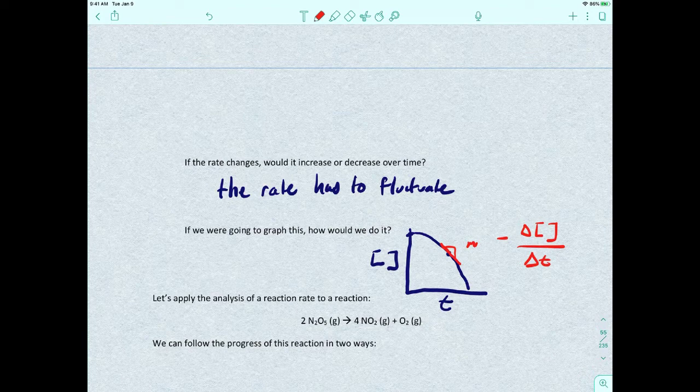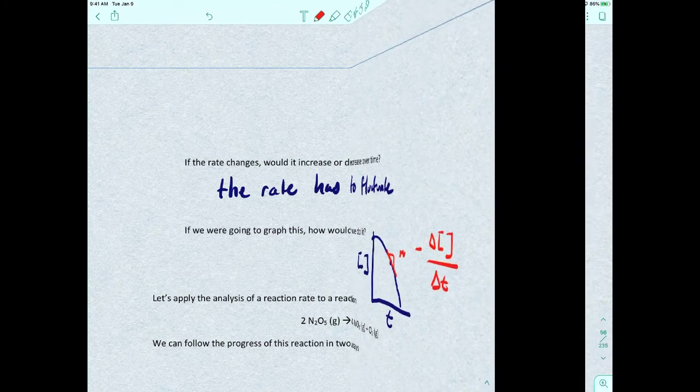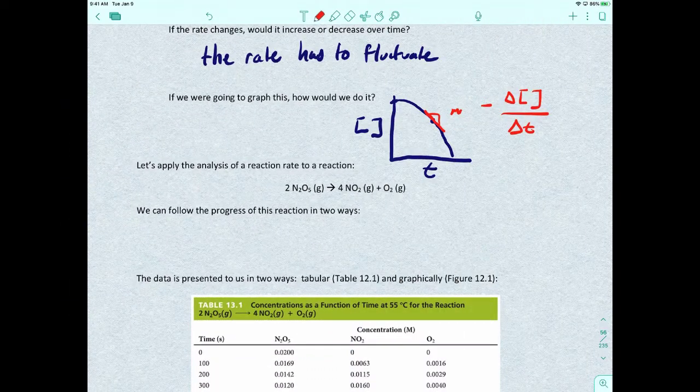All right, so that being said, now that we talked about what a rate should look like, and what a graph would look like, let's talk about this in terms of a chemical situation. Here is our chemical example. We've got 2 moles of N2O5, which is a gas, and that breaks down to form 4 moles of NO2 and 1 mole of O2. Left-hand side of the arrow is your reactant. Right-hand side, the NO2 and the O2, those are your products.